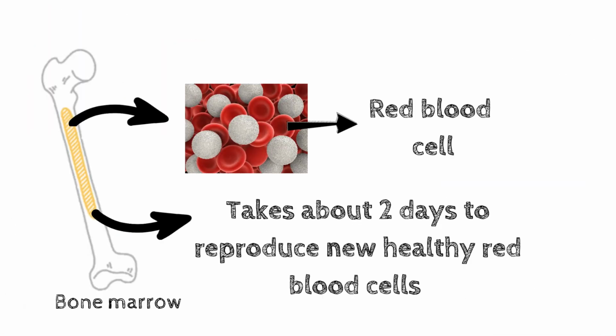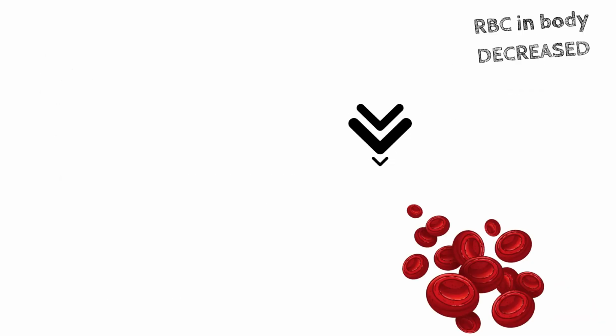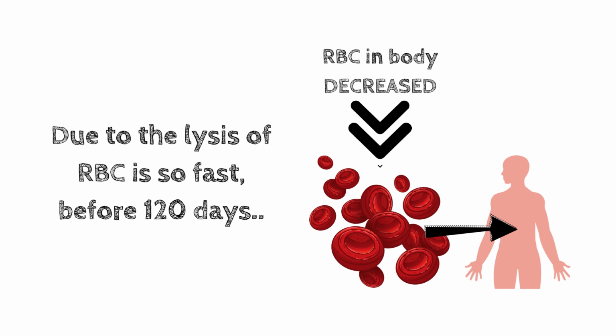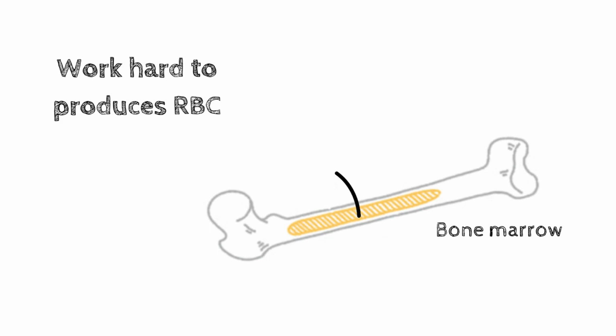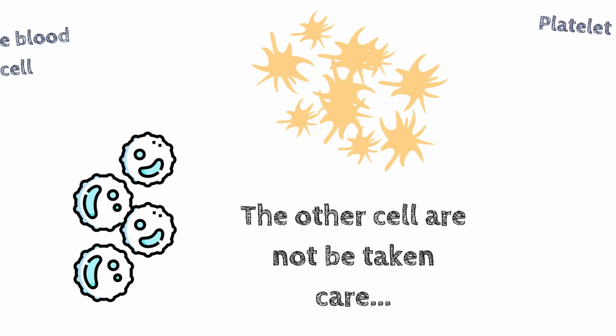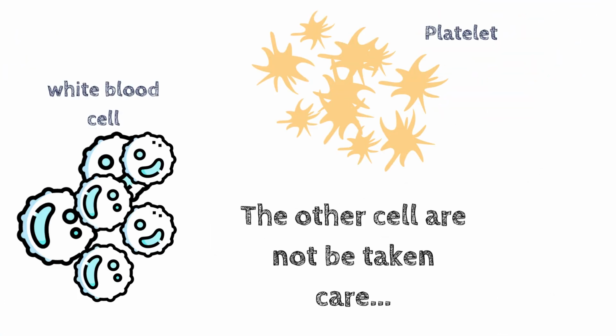It takes about 2 days for the bone marrow to reproduce red blood cells. Because hemolysis of the RBC happens so fast, the RBC in the body are decreased. The rate of production of new cells in the bone marrow can no longer compensate for their loss, so the bone marrow will keep producing RBC. Because the bone marrow keeps producing RBC, the production of the other cells becomes low.